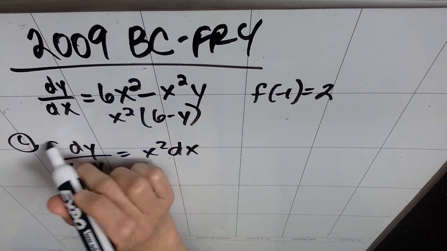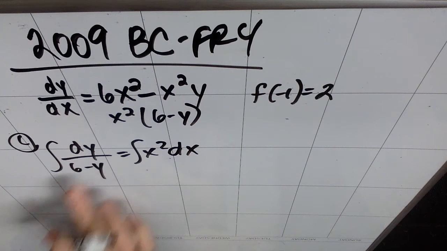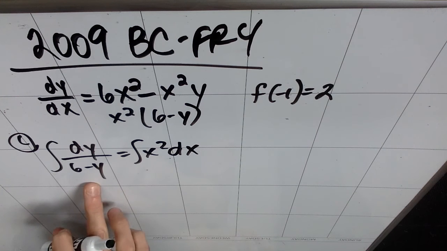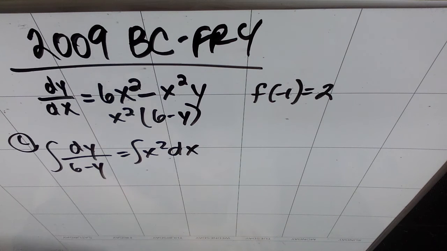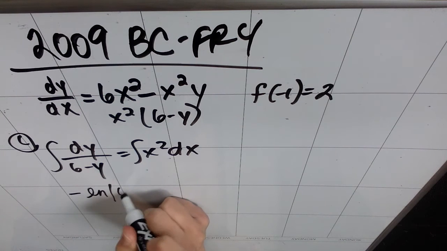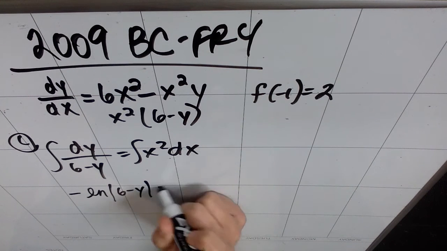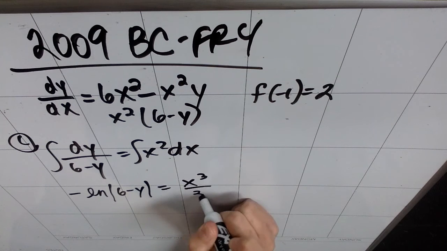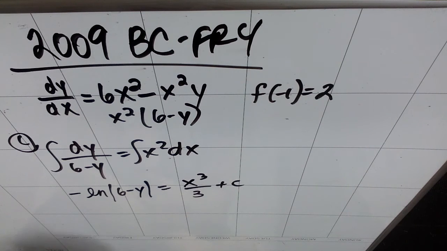Okay, then I'm going to do the antiderivative of both sides. Now, this is a natural log. The thing that people miss sometimes is that if you were doing u substitution, since it's a 6 minus y, you're going to end up with a negative in front of your natural log. So it's going to be the negative natural log of the absolute value of 6 minus y, and that's going to equal x cubed over 3 plus c. We put the constant of integration on this side.